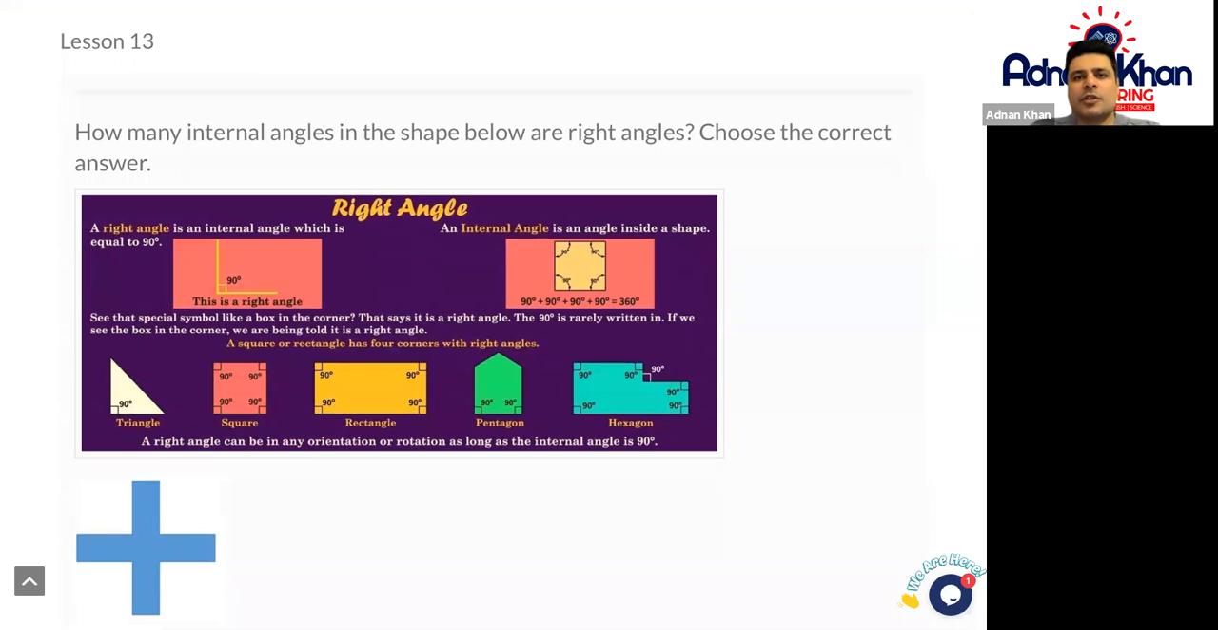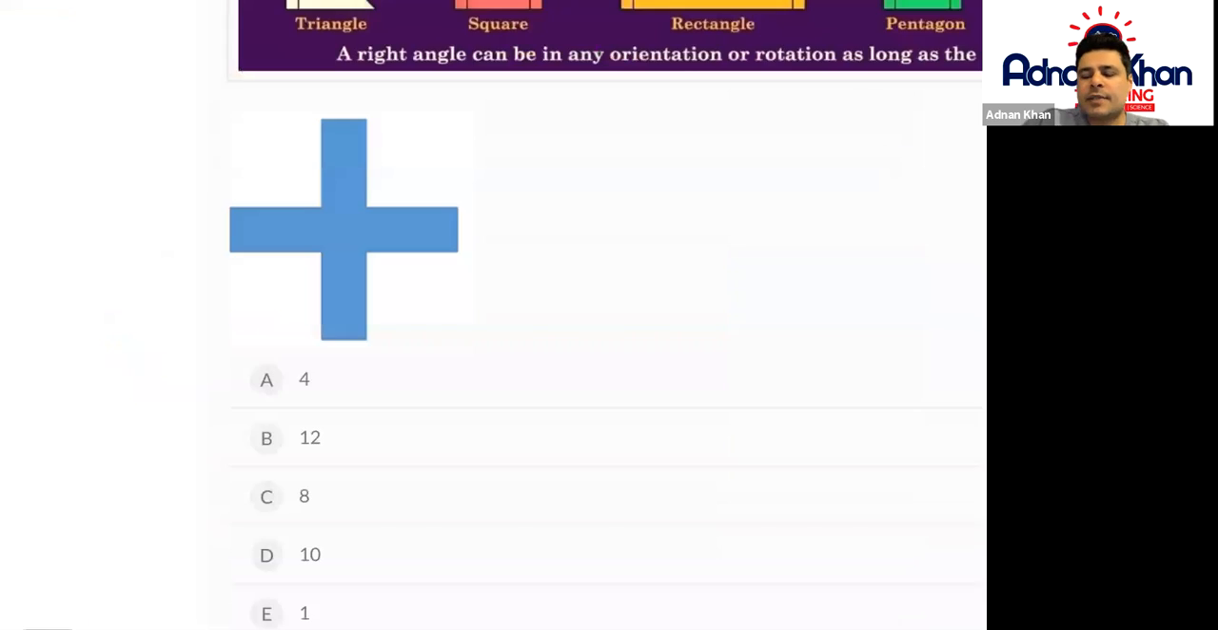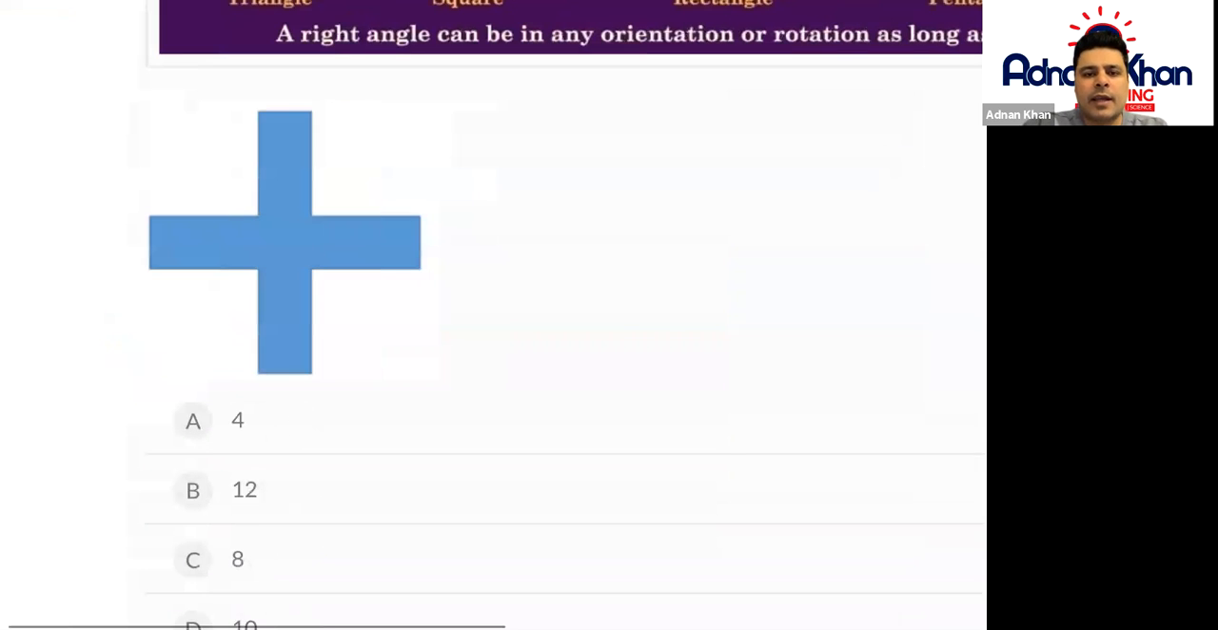Let's have a look at the first question. How many internal angles in the shape below are right angles? Internal means inside the shape itself. So let's have a quick look at this particular shape and identify how many right angles we can actually make.